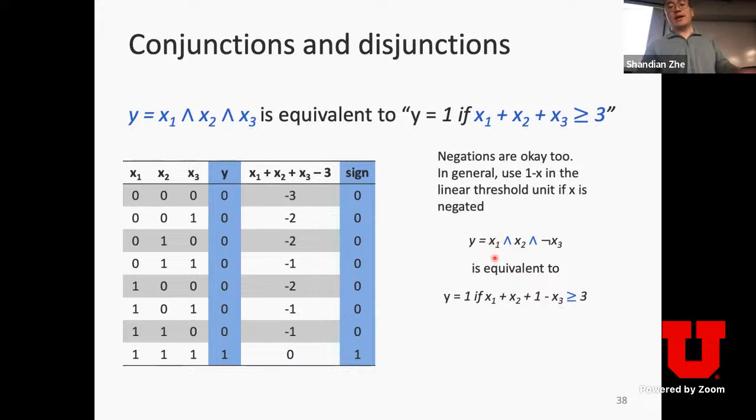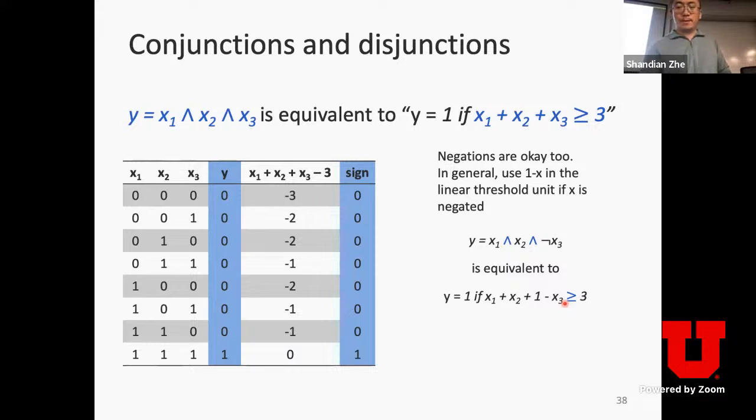So that basically means, okay, I want a conjunction of x1, x2, and the negation of x3 to be true, or to be 1. It basically means their summation, x1, x2 plus the negation of x3, must be at least 3, right? So the negation of x3 is represented by 1 minus x3. This is equivalent to saying that y is 1 if and only if x1 plus x2 plus 1 minus x3 is no less than 3, right? And that's it. Any question?